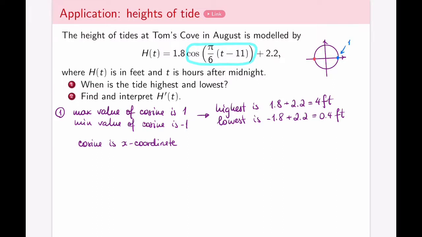This is the value of 1, which will produce the highest tide. This is the value of -1, which will produce the lowest tide. Okay, and now all I have to do is figure out when does my angle equal either of these two. Once I have stripped away the fact that cosine is the x-coordinate, all I have to work with is its actual inside. Okay, let's record this real quick.